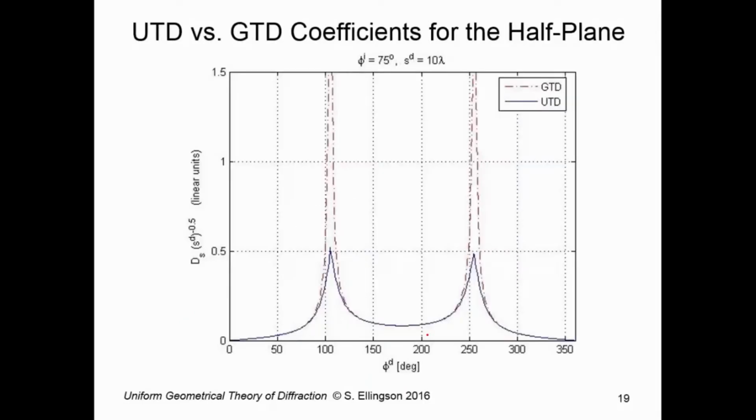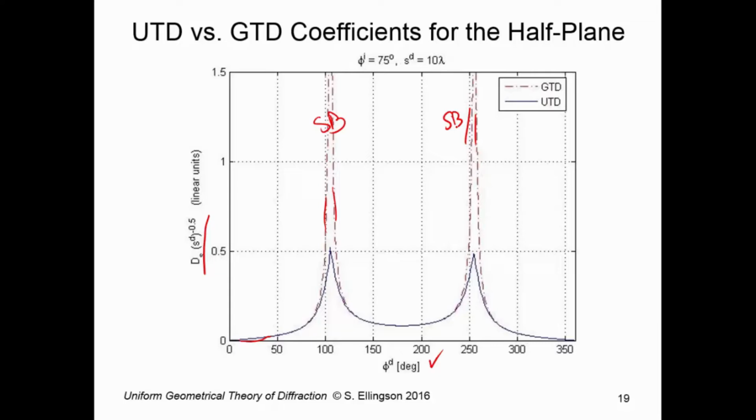So previously I showed you what the diffraction coefficients looked like for GTD. Here is the distance normalized soft diffraction coefficient in linear units. Here is the angle to the field point, phi super d. As you recall, GTD did this thing where it started off low and then exploded here at the shadow boundary. So there's a shadow boundary in the geo field here, shadow boundary in the geo field here. But otherwise, it was relatively okay.